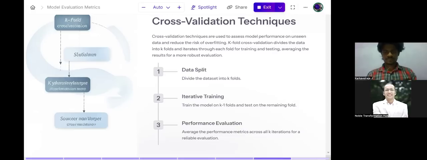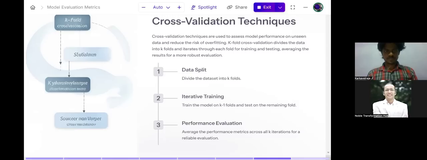So we've learned about bias, where the model will make errors, or it will not find the complex patterns in the data. We've learned that, okay? And now here is a solution, the cross validation technique, which will help us to assess the performance of the model on unseen data, and reduce the risk of overfitting. That's what it is going to help with.